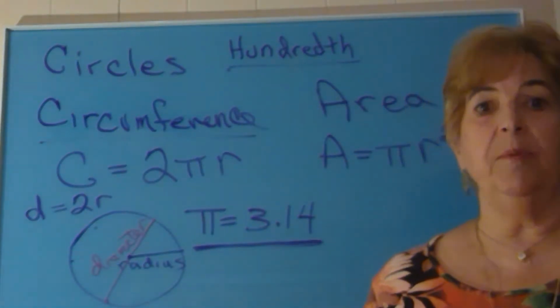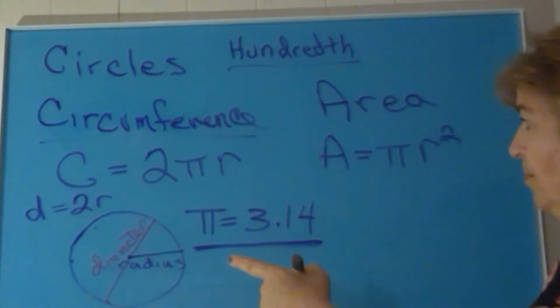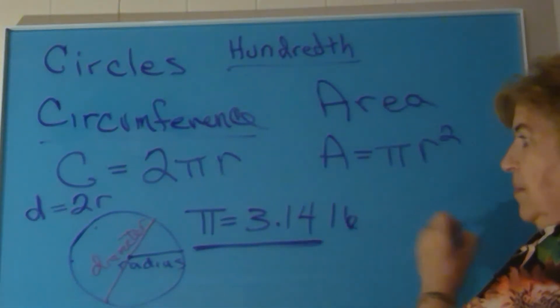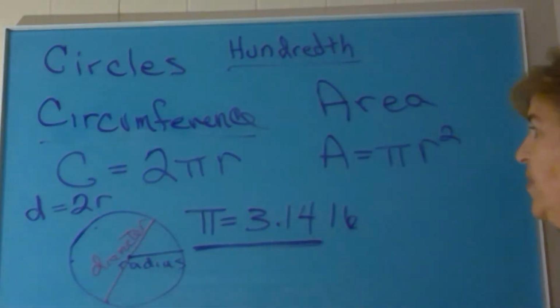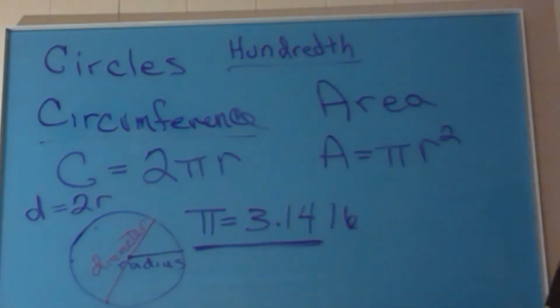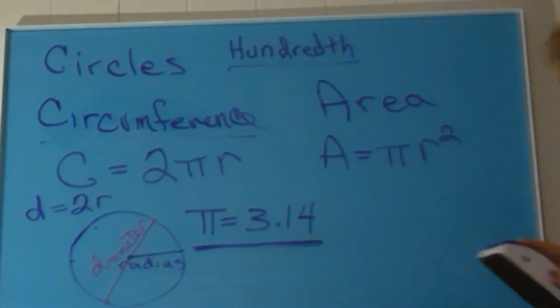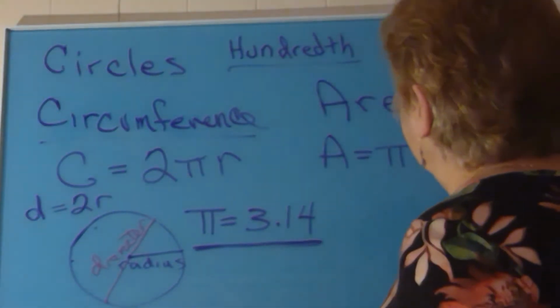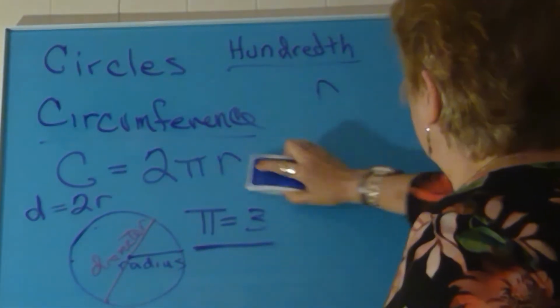Which is 2 decimal places. Pi, if you keep going, is 3.1415 and it keeps going. So if you round that to the nearest hundredth, that would keep it as a 4. So that's what we're going to use for pi. Okay, let's look at some example problems.